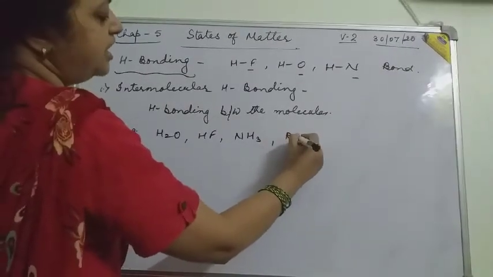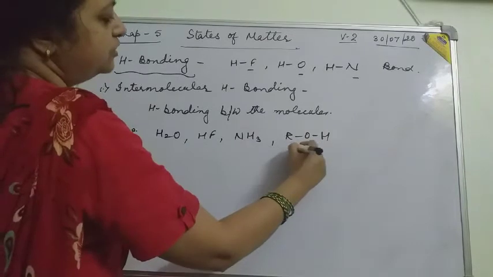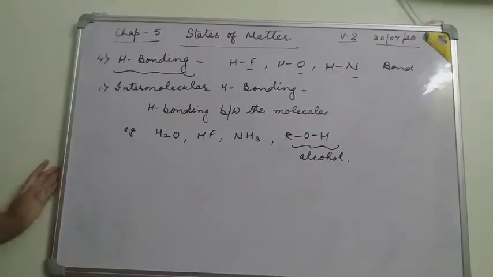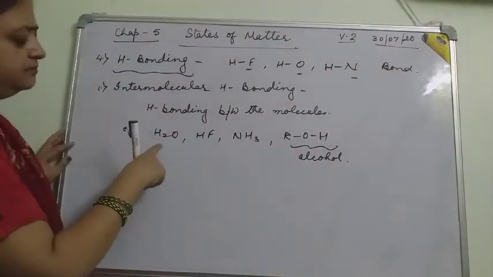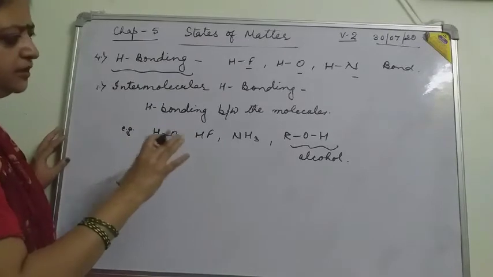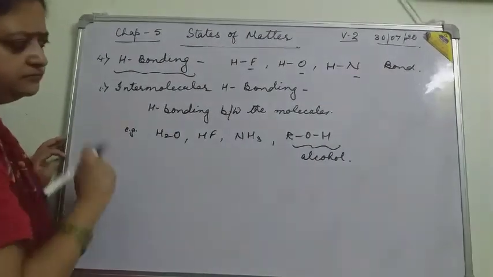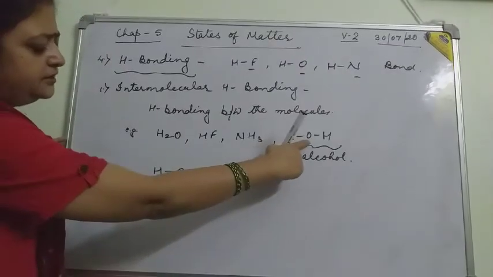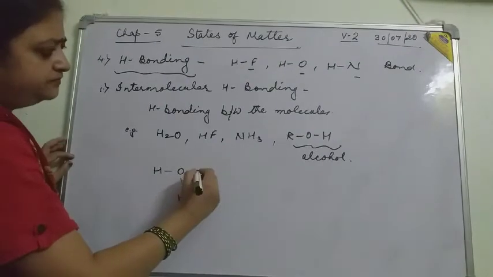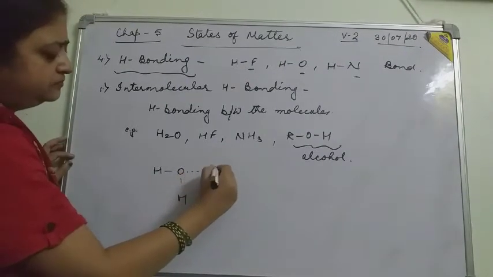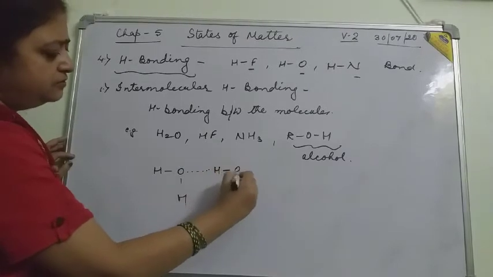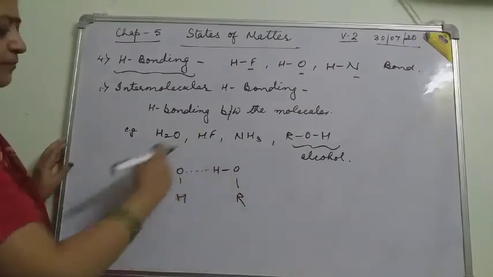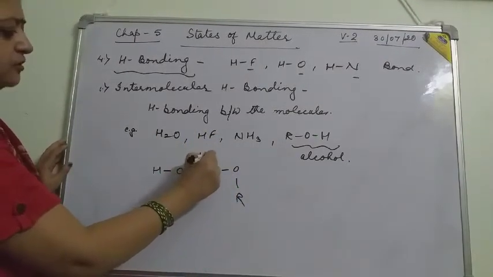If it is ROH, this is alcohol. Alcohol also has negative charge. Intermolecular hydrogen bonding occurs between water and alcohol, like HOH, here this oxygen, this hydrogen, and HOR. If R is an alkyl group, then this type of bond. Here it is an H bond.